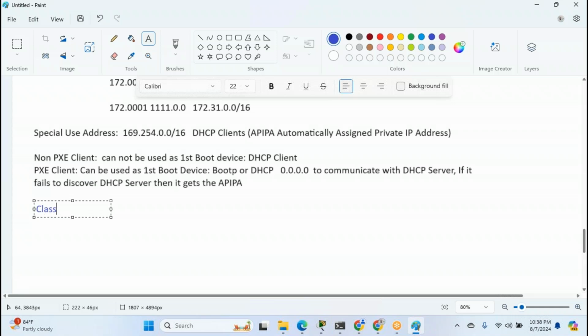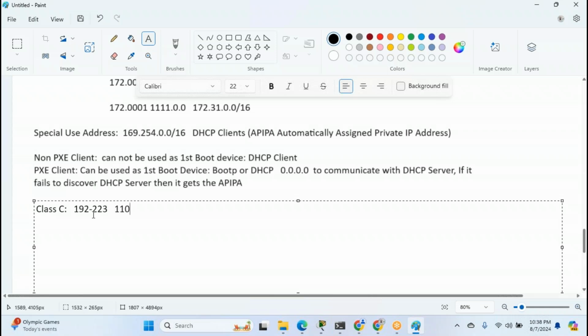Then we have class C. If the first octet value is from 192 to 223, so 192 is 110 followed by 00001. If we fix 110 and all the rest of the bits become 1, it is 223. It means if the first three bits are fixed to 110, then all those addresses belong to class C.